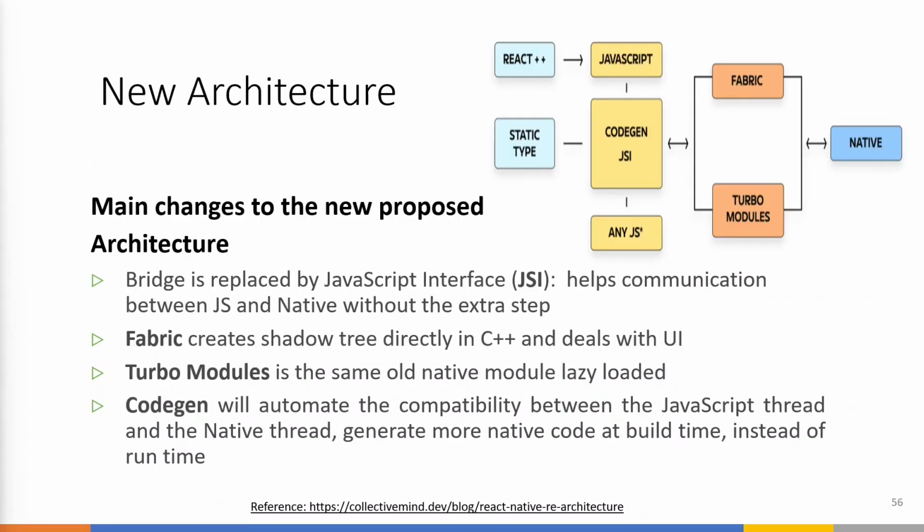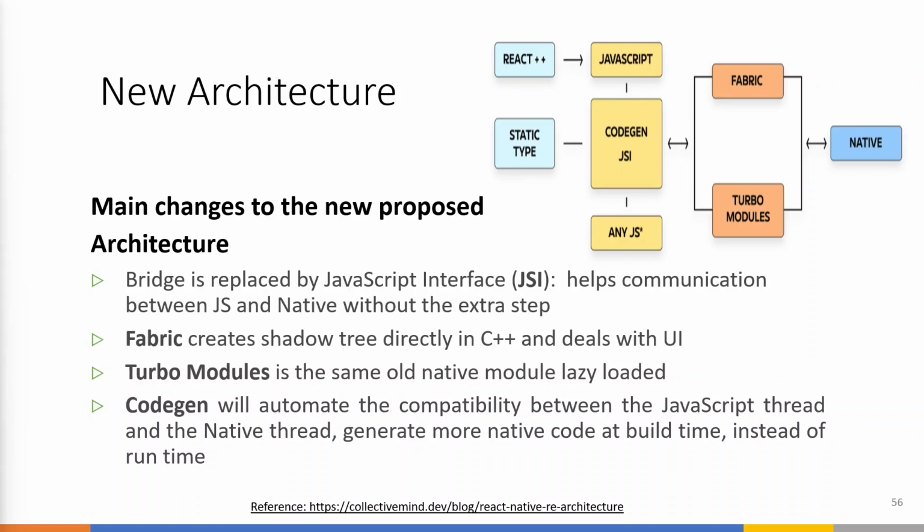So the new architecture for React Native brings out some serious changes. The first big change is the bridge is entirely replaced by JavaScript Interface, or JSI for short. The main purpose is to make the JavaScript and the native sides aware of each other and be able to communicate without the bridge. The next component is Fabric, which allows creating the shadow tree directly in C++ with the help of a UI manager, and thus improving the responsiveness in the whole application.